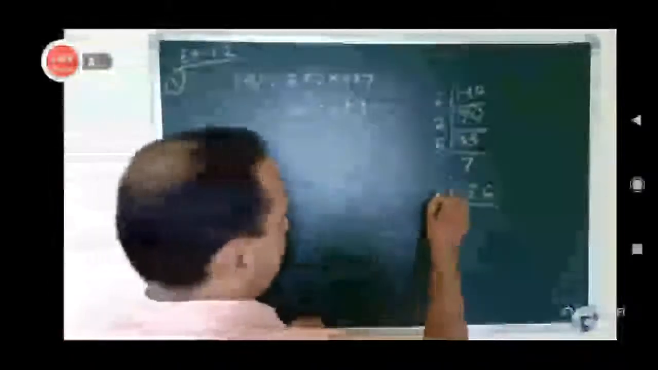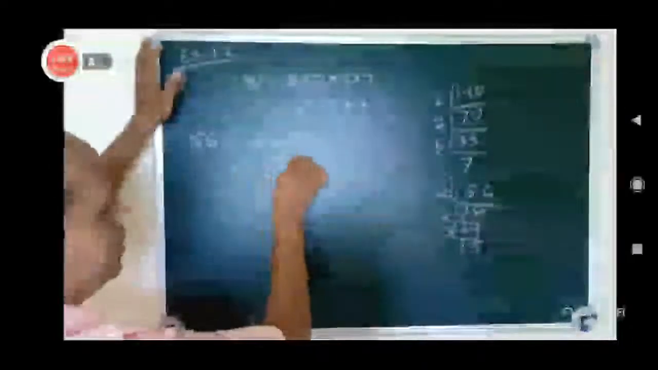Another number is 156. We have to take prime numbers serially: 2, 3, 5. Divisible by 2: 156 gives 78. Again by 2: 39. Another, 3: 3 thirteens are 39. So 156 equals 2 into 2 into 3 into 13, which equals 2 square into 3 into 13. This is the prime factorization.